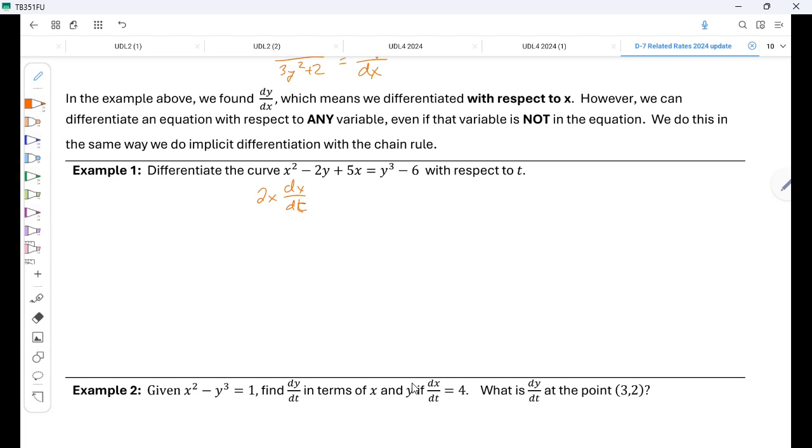So that's really what it comes down to. It's whatever you're taking with respect to, that's the only one who gets to ride when it comes to the chain rule. If I'm taking with respect to a variable that's not there, everybody needs a chain rule. And that's what's going to happen when we do related rates problems. So if you know you're doing a related rates problem, everything is going to get a chain rule.